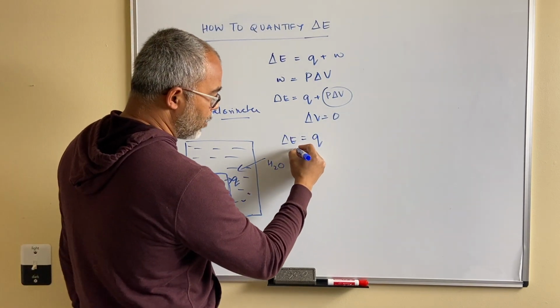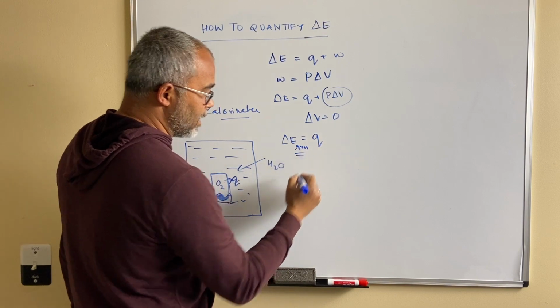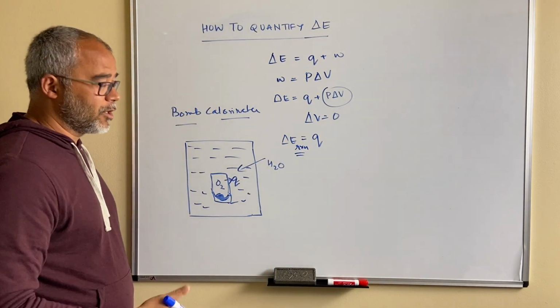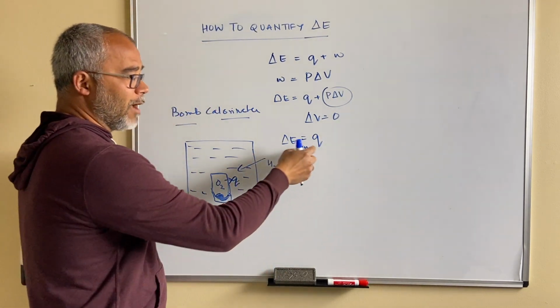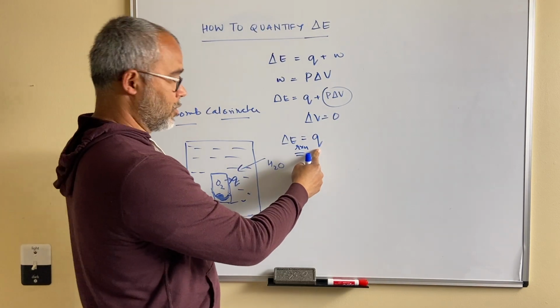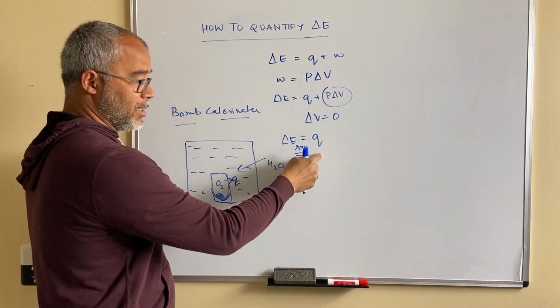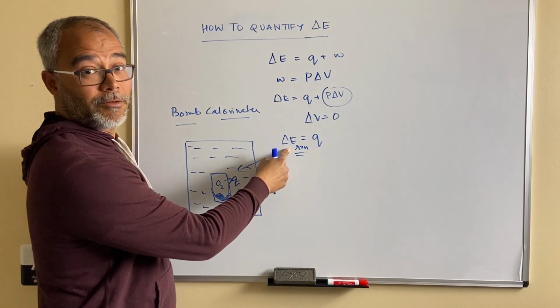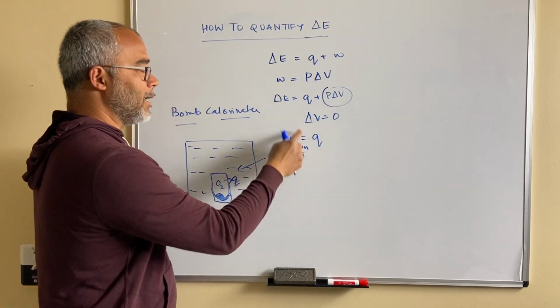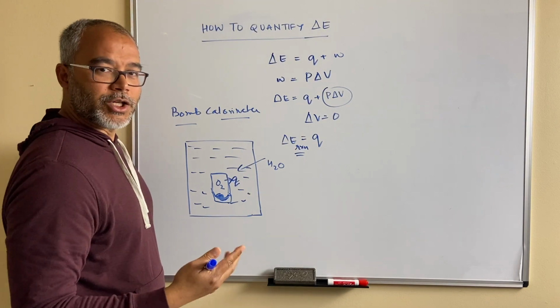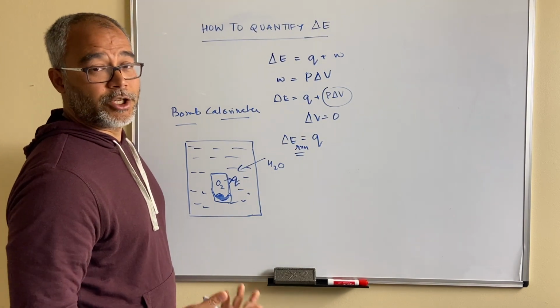And therefore, this is a good way to understand the delta E for a reaction or any system, because all you have to do is measure the heat change, okay? And once you measure the heat change, then you can understand that heat change, because we kept the volume constant, that heat change is actually a measure of the change in the internal energy of the system.